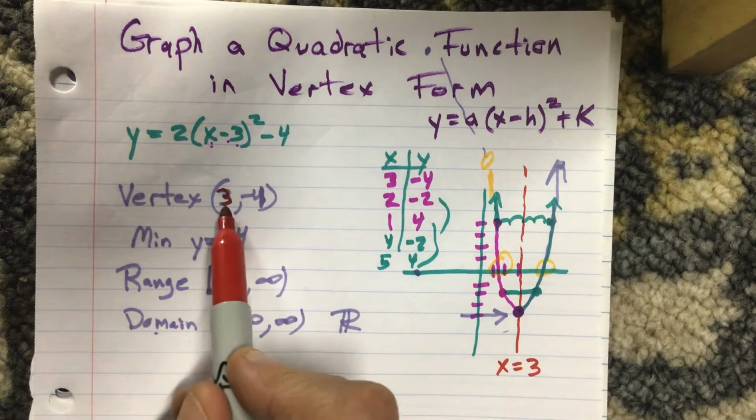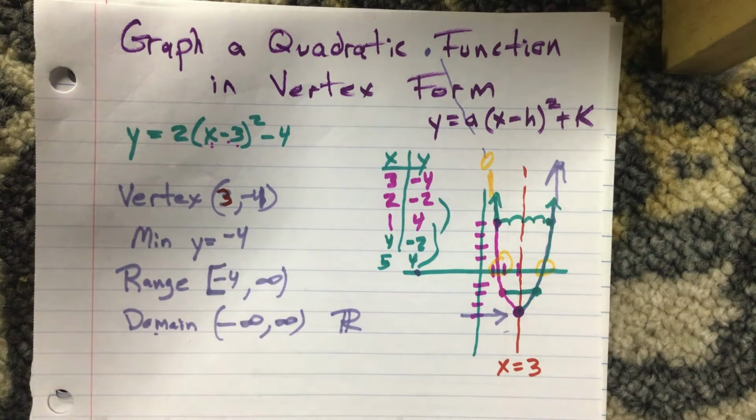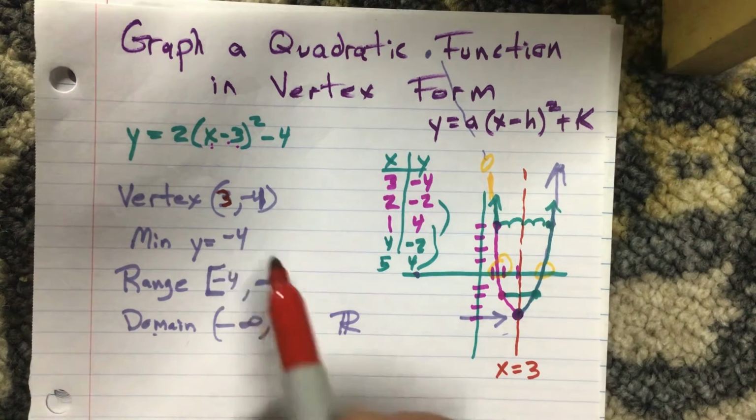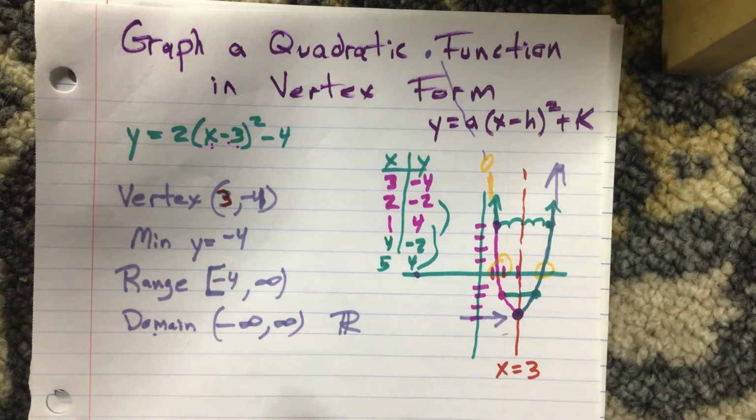It's always going to be the same number as the x value on the vertex. Just like your minimum and your maximum is always going to be the same number as the y value on your vertex, and the same number in your range. All of that makes sense when you think about it.